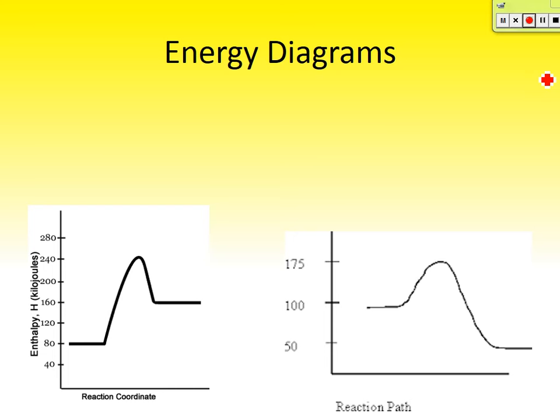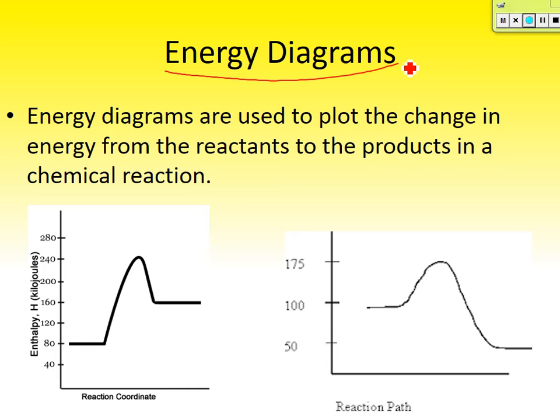Okay, so to continue on with this point, chemists love to plot energy differences in chemical reactions, and they do it with what are called energy diagrams. There's going to be a ton of questions on the next test on energy diagrams. This is something that you really need to pay attention to. So energy diagrams are used to plot the change in energy from the reactants to the products in chemical reactions. Remember, in a chemical equation, we have reactants and it goes to what? Products.